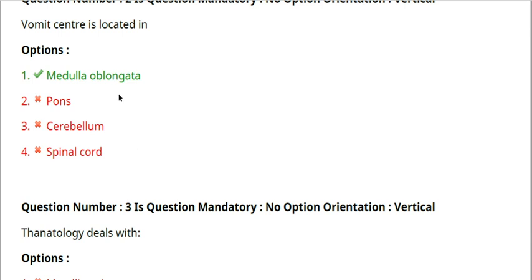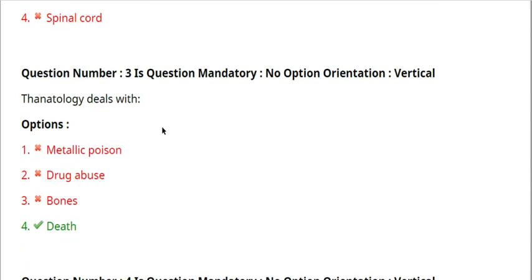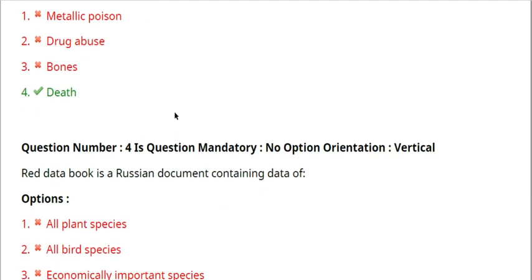Basically, the pons, medulla oblongata and spinal cord form the brain stem, and generally the brain stem region is involved in regulating movements related to digestion, sneezing and coughing. Next, thanatology deals with death, whereas the study of bones is called osteology.